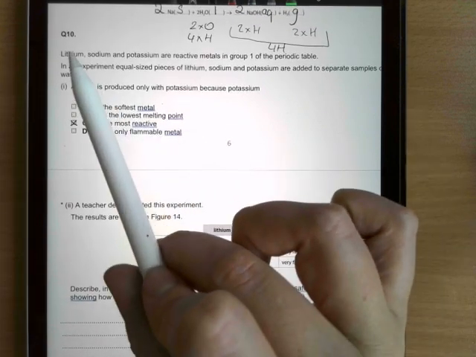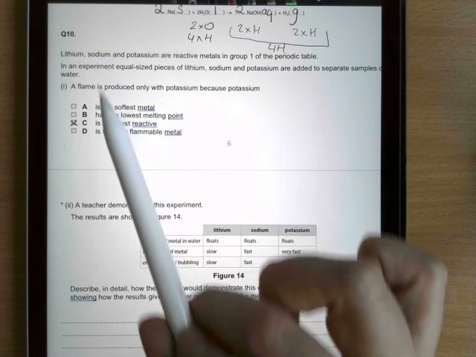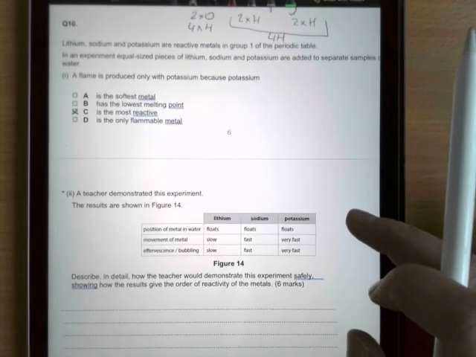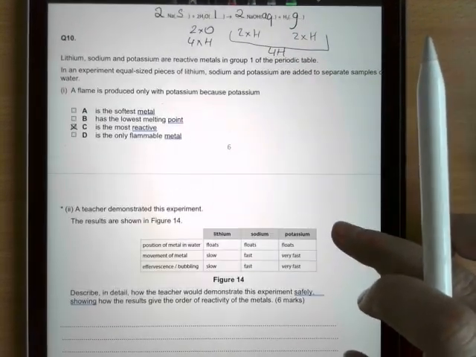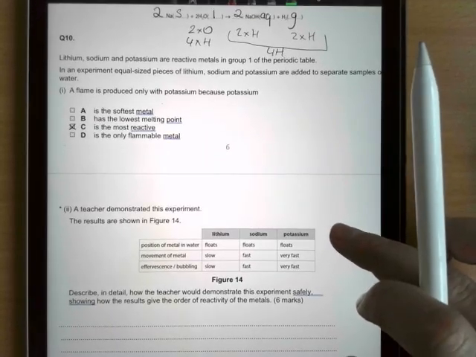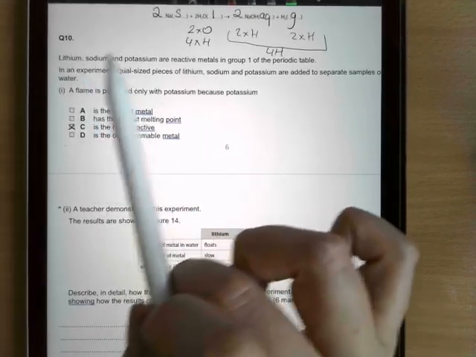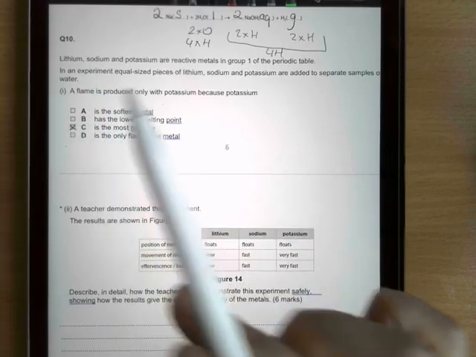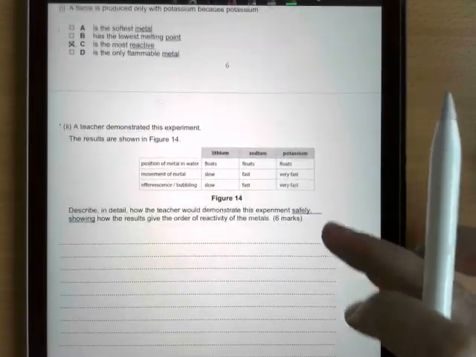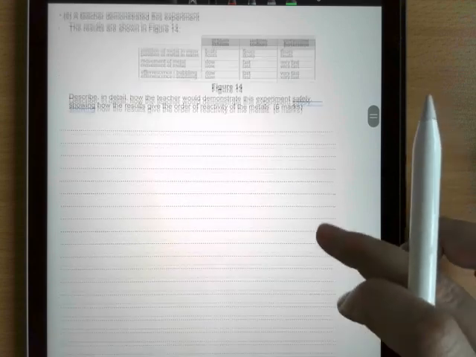You are able to light lithium and sodium on fire. They are flammable metals, but there's not enough heat given off when they react with water to actually set them on fire. So it's not true to say potassium is the only flammable metal. The other 2 are flammable also, but potassium is the only one that gives off enough heat when it reacts that it actually gets set on fire.